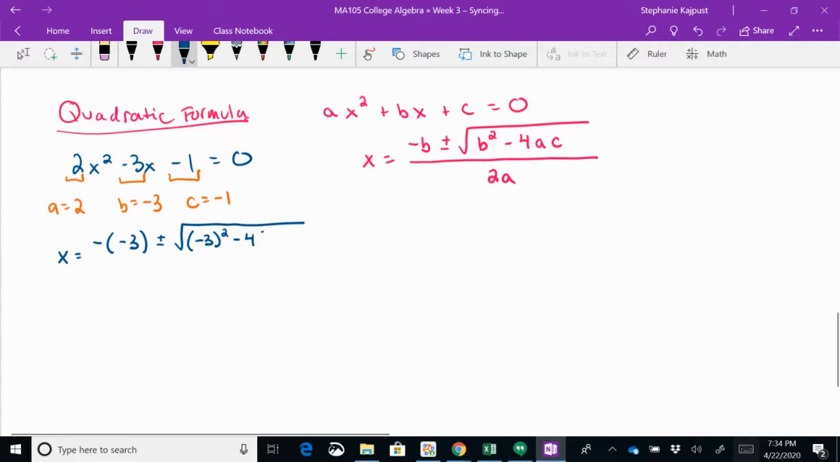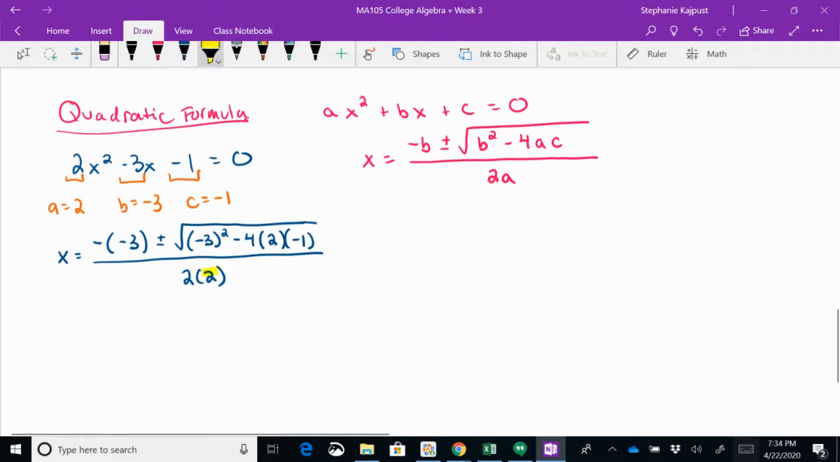Then minus 4, and then that's times A, which is 2. And times C, which is negative 1. And then that whole thing is over 2 times A, which is also 2.